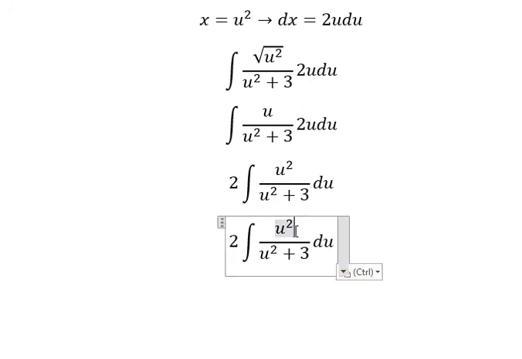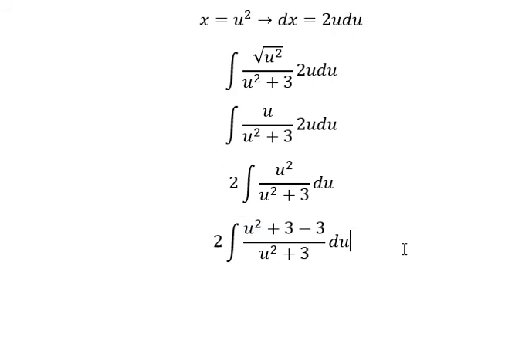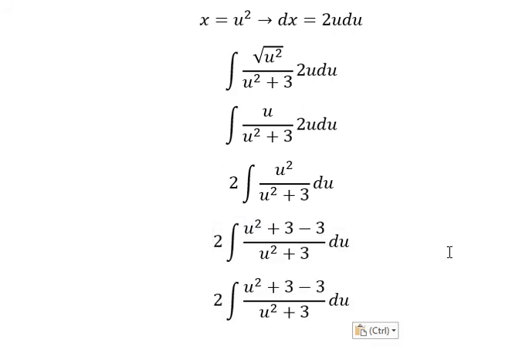So I need to add number 3. Later we need to minus number 3 in here. u square plus 3 divided by u square plus 3, you will have number 1.